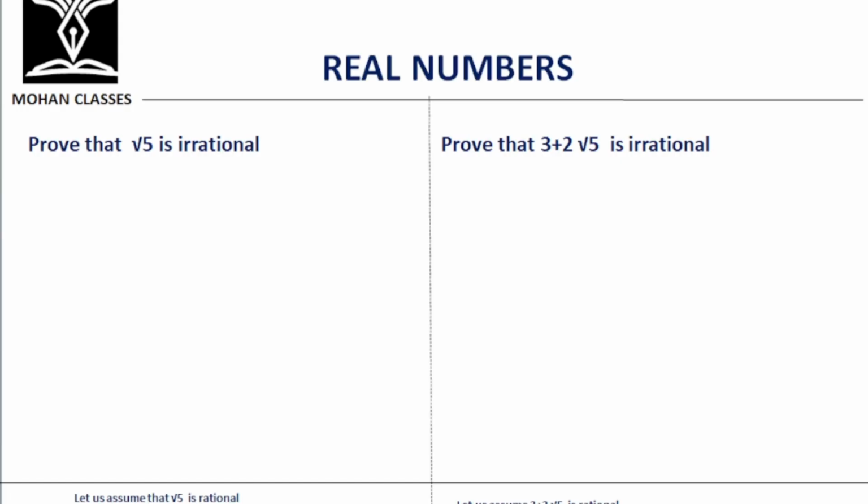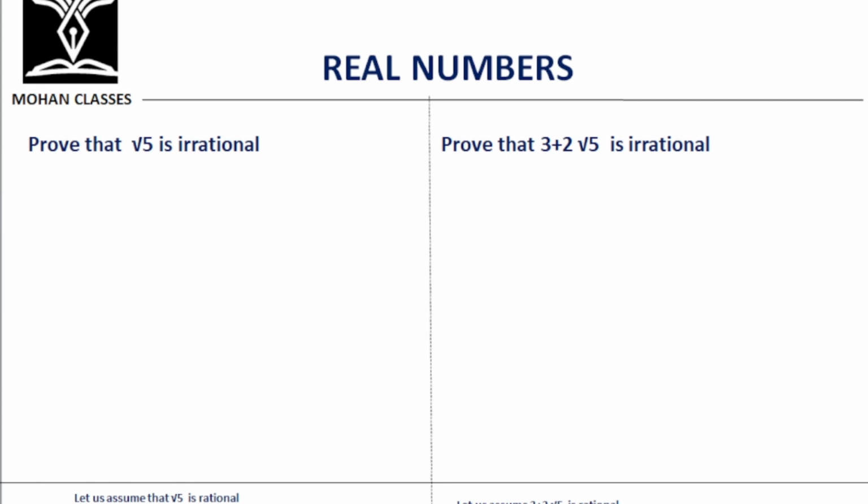So here we have to prove root 5 is an irrational number and 3 plus 2 root 5 is an irrational number. Before starting this proof, we should know one concept. If P is a prime number which divides A square, then it can divide A also, where P should be a prime number. That is the concept we are going to apply.